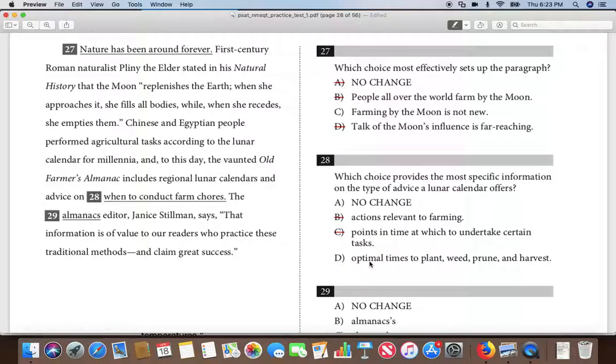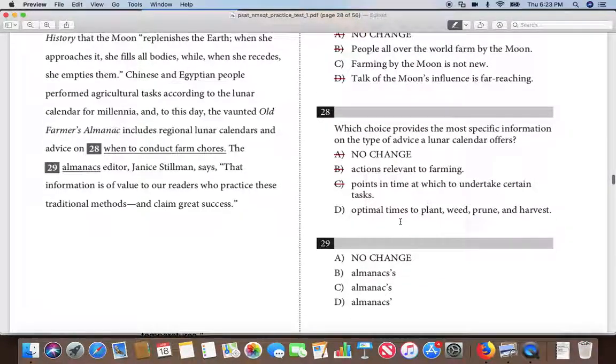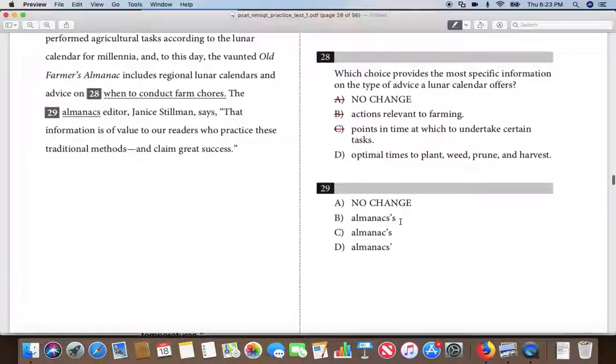All right, let's try D. And D sounds the best with optimal times to plant, weed, prune, and harvest. Oh, great. Yeah. It's definitely better than A. It is answer choice D. Any questions about that, guys? Nope. Okay. And then again, I love that death match method. If you can just compare two answer choices at a time, that's great.